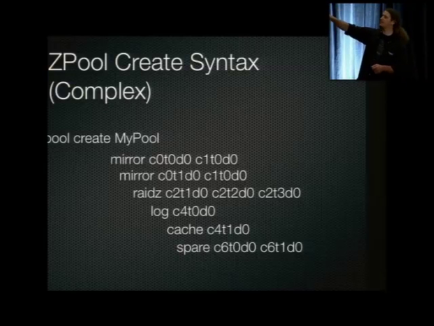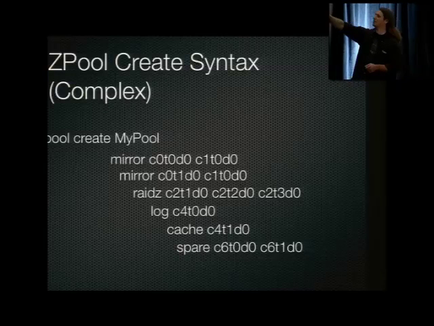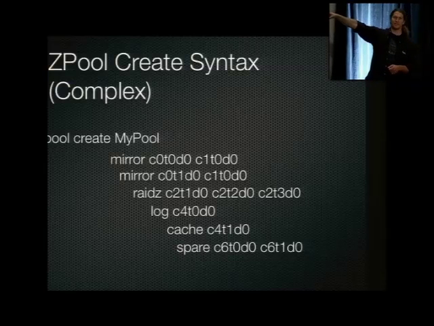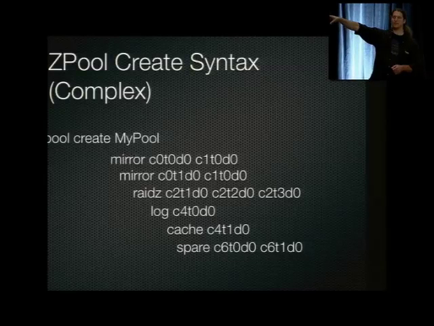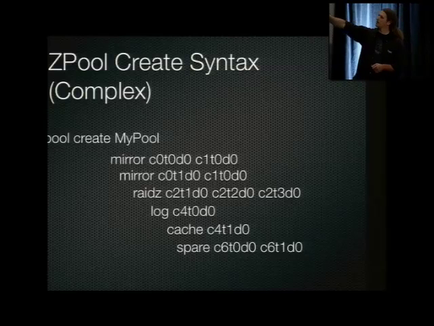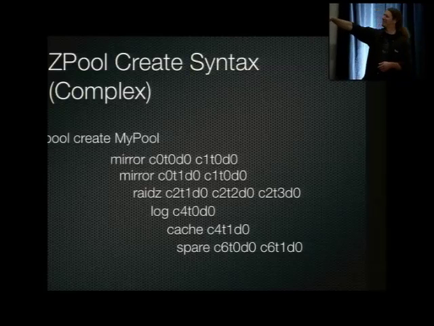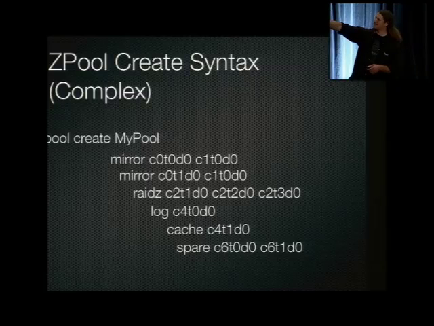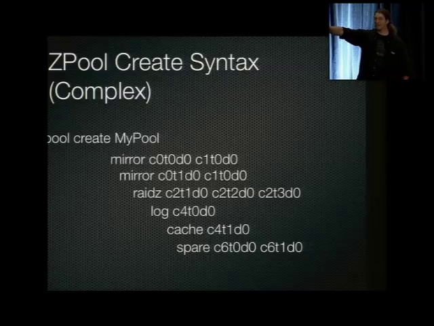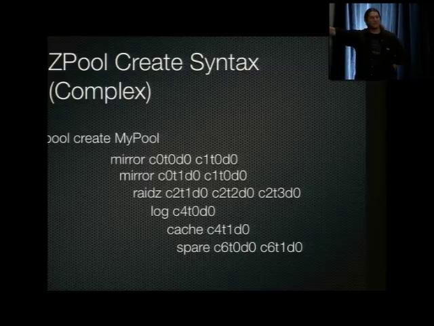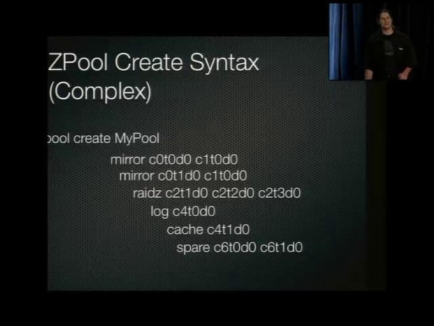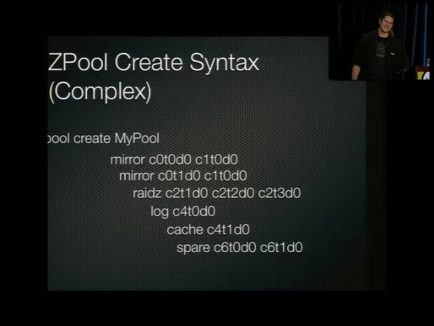And each of those VDEVs has a different classification. We've got 2 mirrors like we had before. Then we've got a RAID Z VDEV, which actually has 3 devices, because RAID 5 on 2 devices is stupid. Then we have a log device. We have a cache device. Then we actually have a spare here. We're specifying 2 devices as spare. So a spare VDEV with 2 devices. So who wants to tell me what that configuration is?